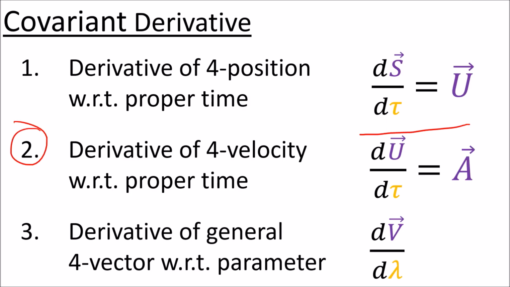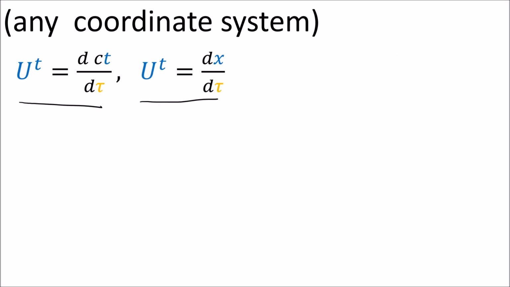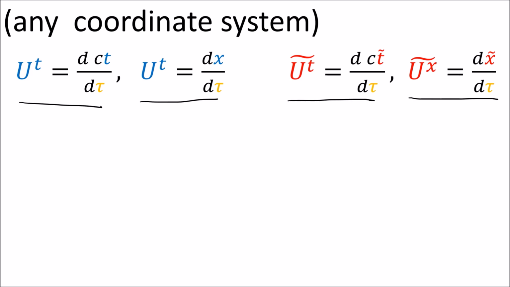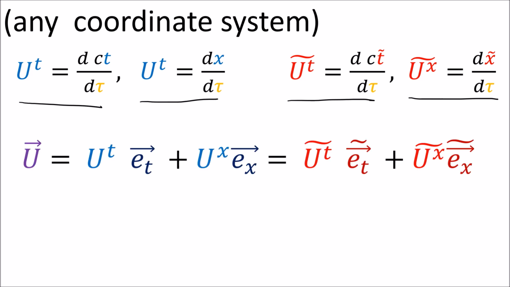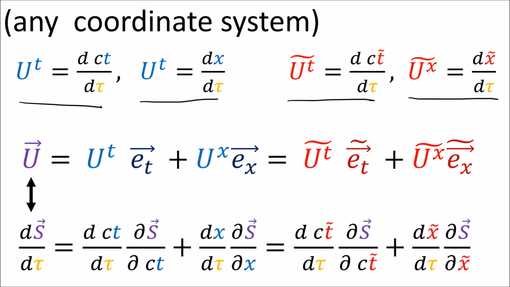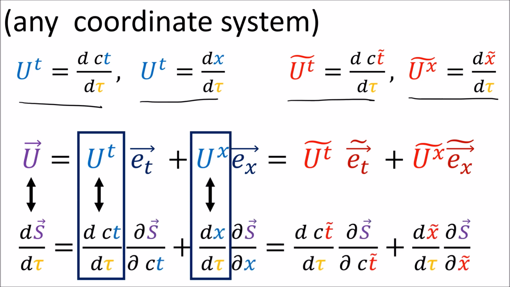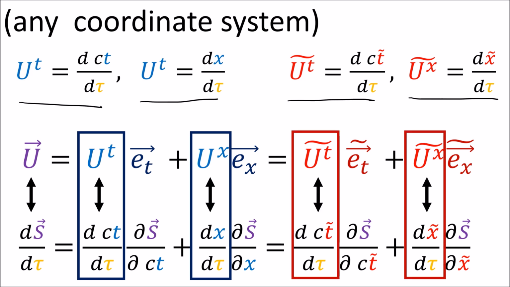For this second part of the video, let's take the covariant derivative of the four velocity u to get the four acceleration a in Rindler coordinates. So just to be clear, the components of u in any coordinate system are always equal to the derivatives of the coordinate variables with respect to tau. We know this because u is equal to ds by d tau, and expanding its components using multivariable chain rule, the components are just the derivatives of the coordinate variables with respect to tau.